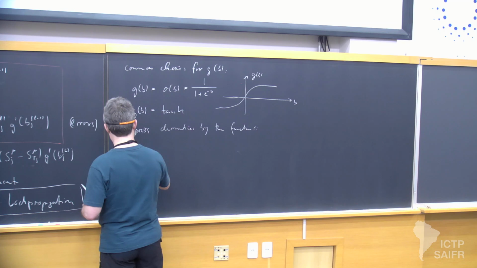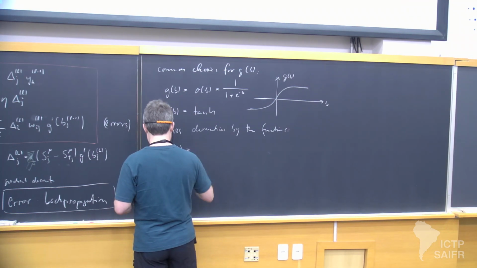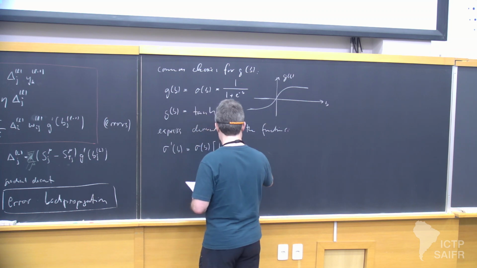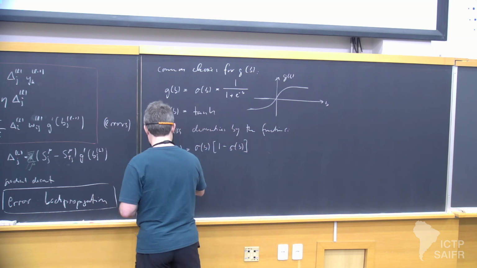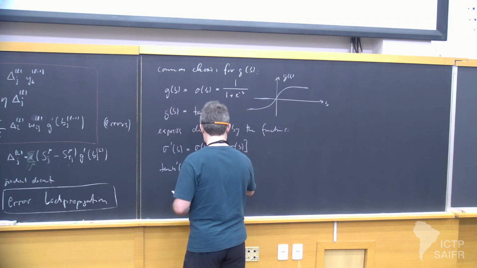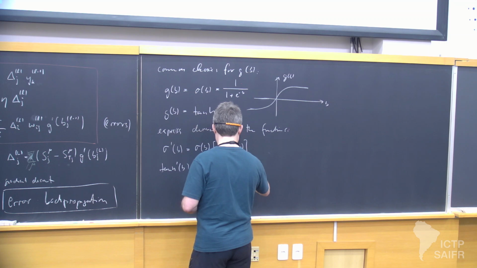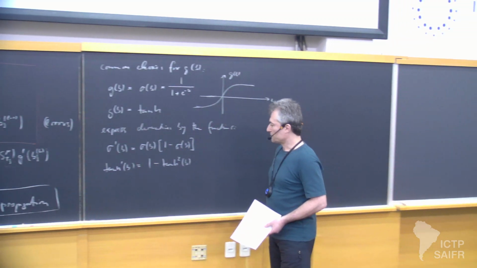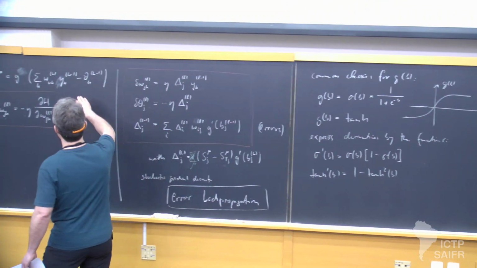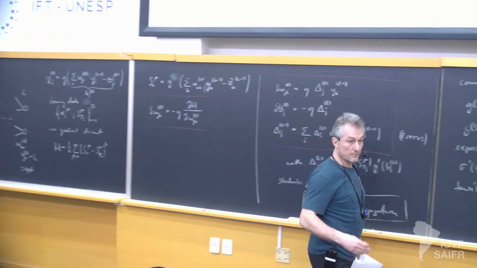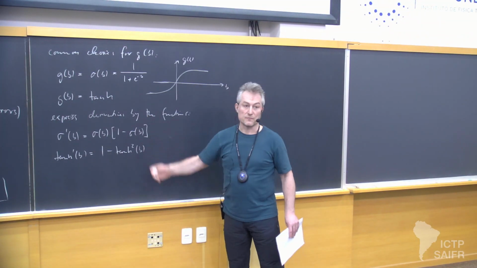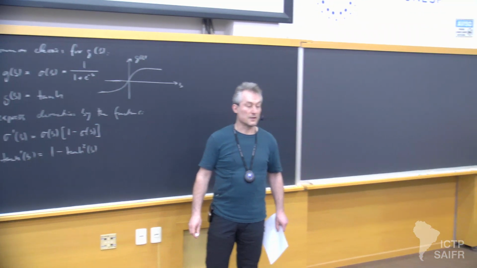So for instance, for sigma prime, you can write this as sigma times 1 minus sigma. And for the tangent hyperbolic prime, you can write this as 1 minus tangent hyperbolic squared. So that means once you have calculated all the b's and the g's, when you propagate forward through the network when presenting the example, you can use the same expressions doing the back propagation with your errors without having to do more calculations.